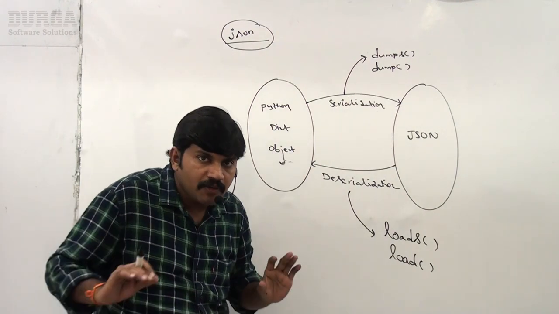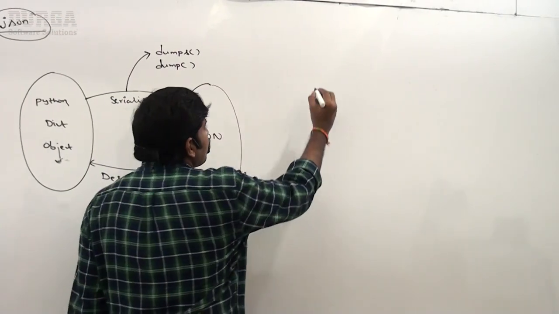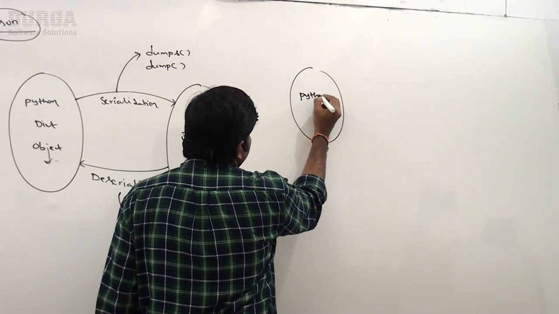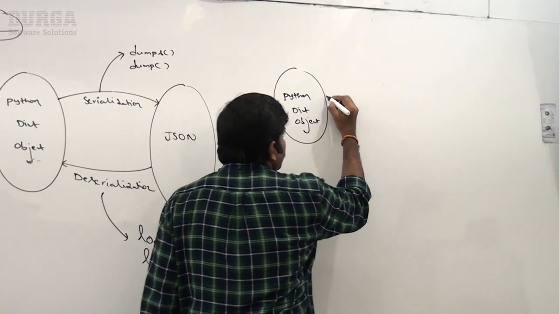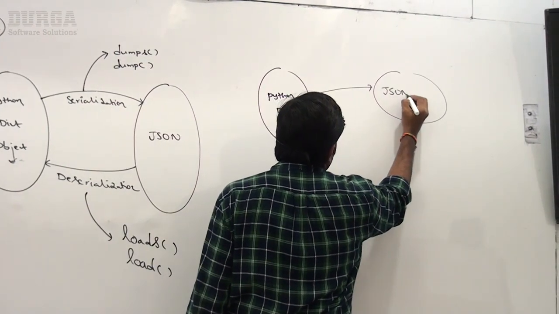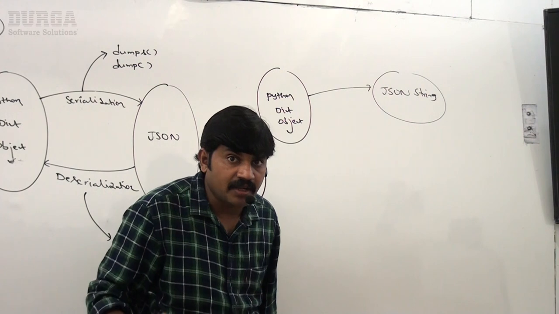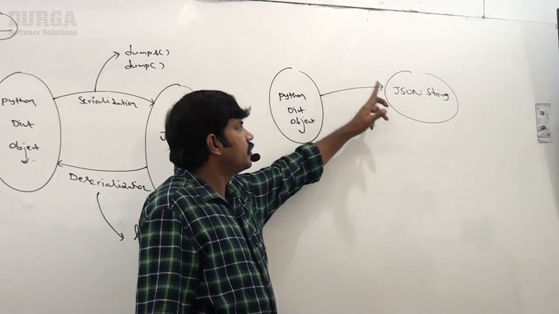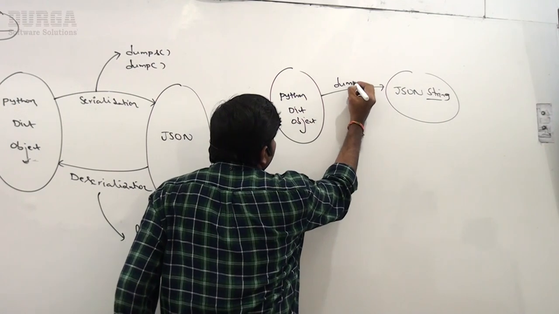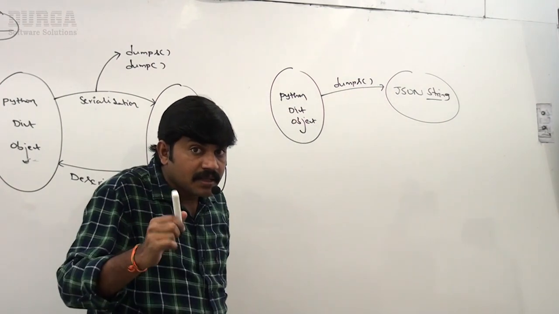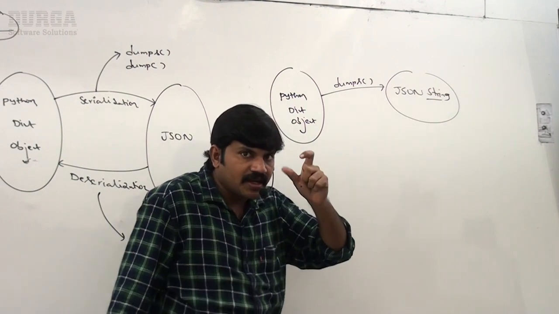When should we go for dumps and when should we go for dump? I will go for a small executable code. Take very special care about this one. Observe a bit carefully. Here I have a Python dict object. Can you please convert this Python dict object to a JSON string? That's all. Don't save it to a file. If you want to serialize a Python dict object to a JSON string, then we require the dumps function. The dumps function serializes a Python dict object to a JSON string. S means a string. Remember this.